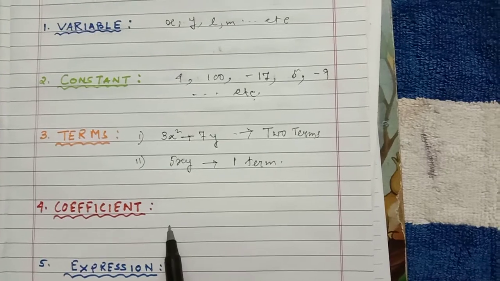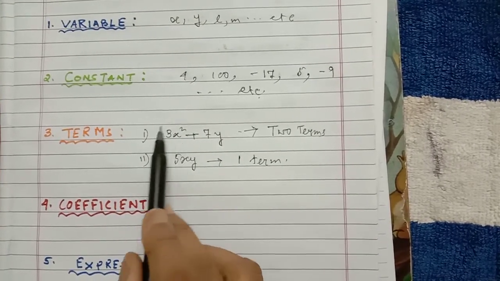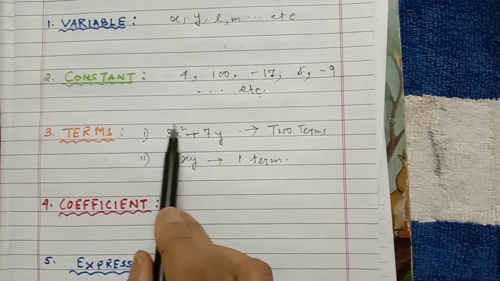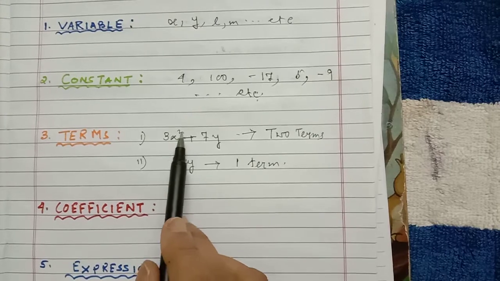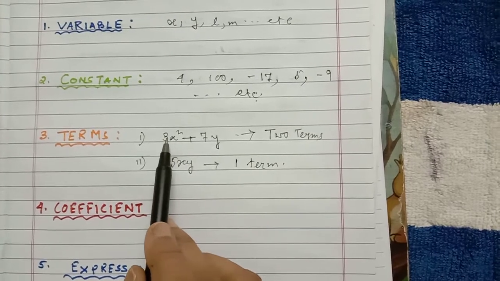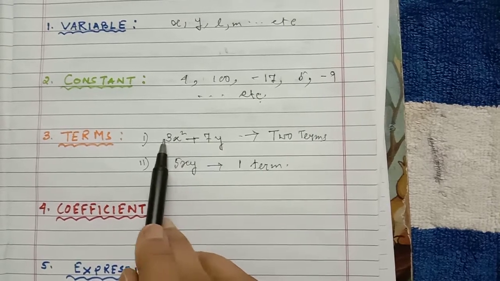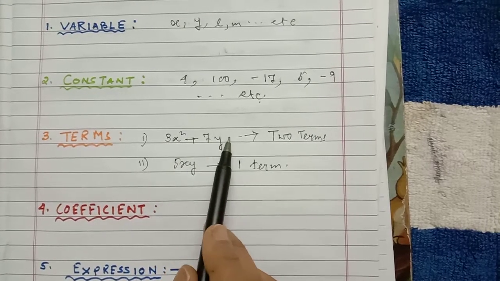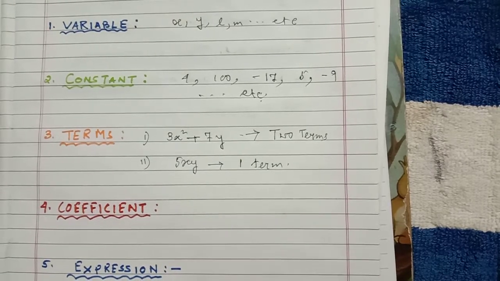In this way, these are known in an expression. How many parts you are getting, separated with plus or minus? These are known as terms. Next, come to coefficient.